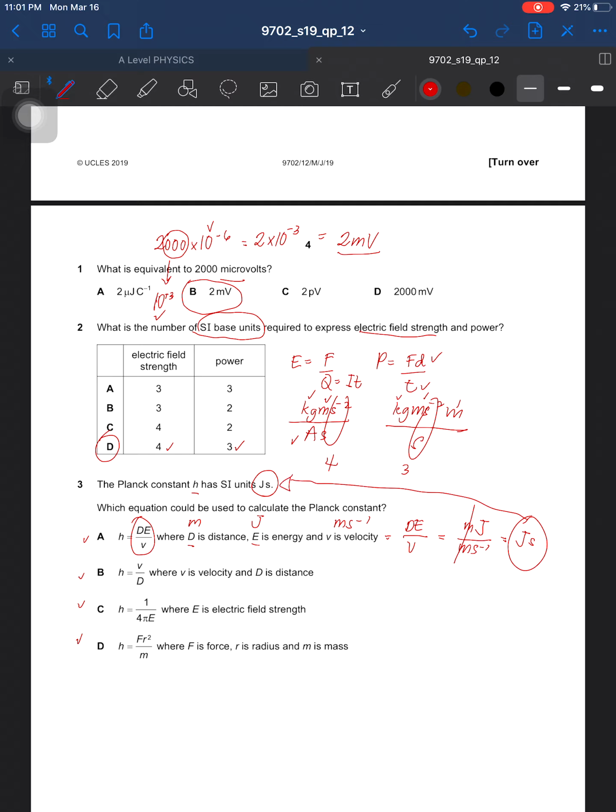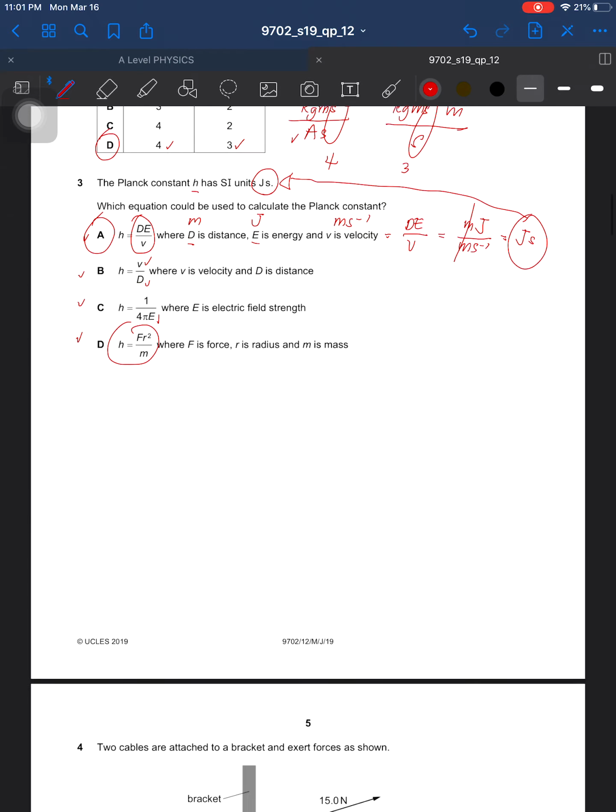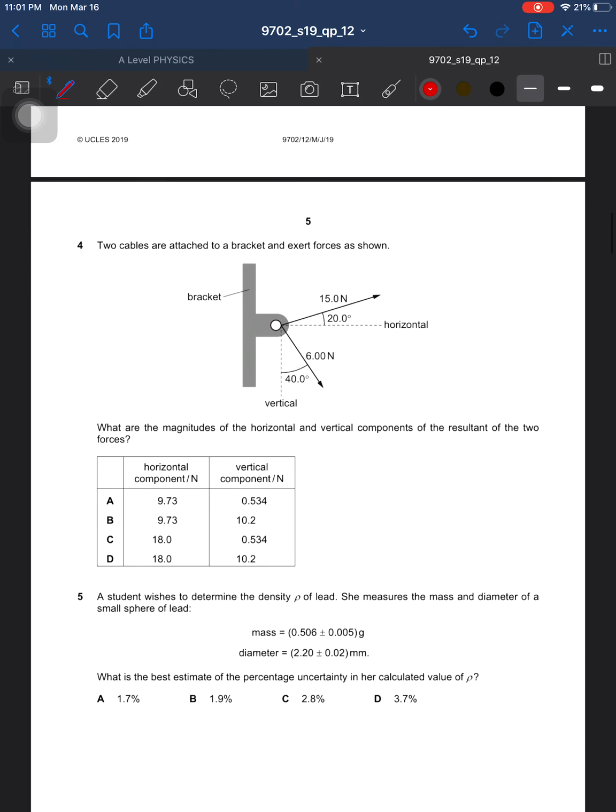So you don't have to go through each, but if you have to, you would notice that this is m s and this is m. That's not equivalent to joule. This is joule, but you don't have s there. And then you have kg m. So definitely not this one. The answer must be A. Okay, now question number 4.